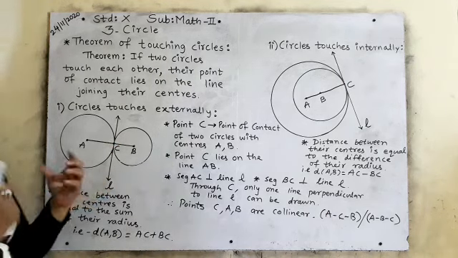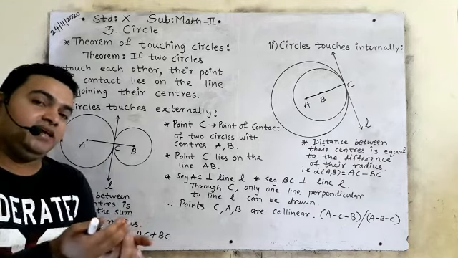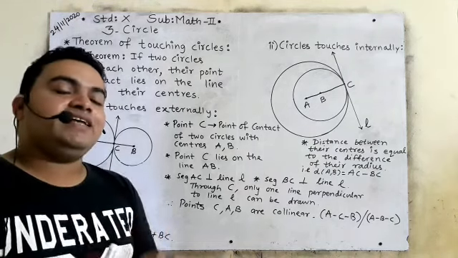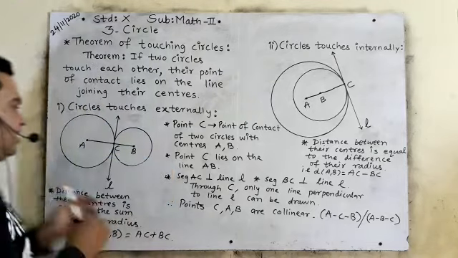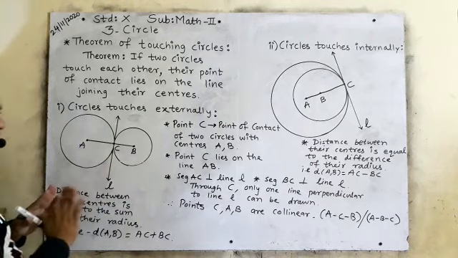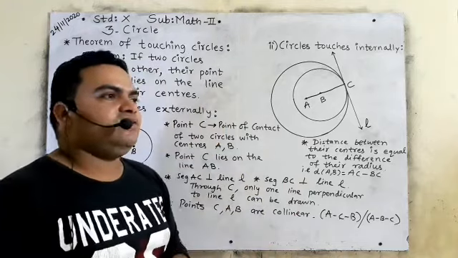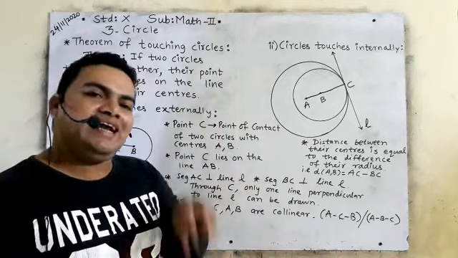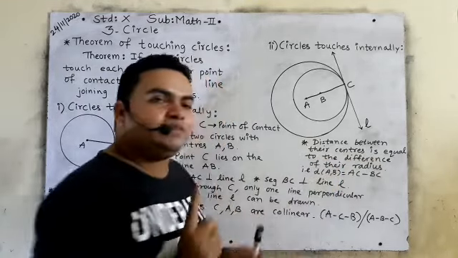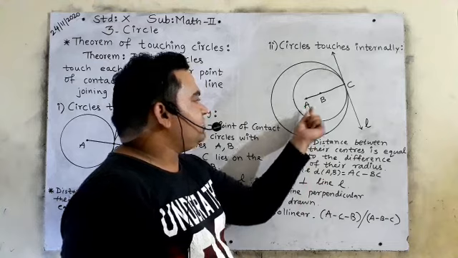Clear? So keep in mind, if two circles touch externally, we have to add their radii. So this AB, the distance between A and B, is equal to AC plus BC. Clear? When two circles touch internally, in this condition we have to take the difference of their radii. The distance between their centers is equal to the difference, meaning subtraction, minus, of their radii. That is the difference for AB.